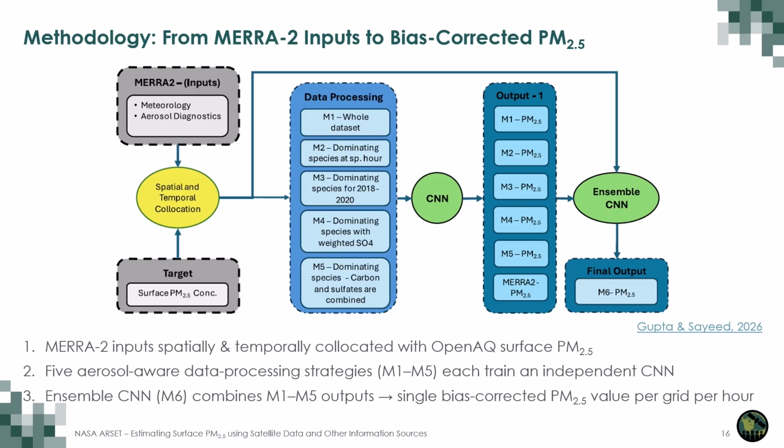Here is the full workflow used to produce the bias corrected PM2.5 datasets as we described earlier. We start with spatially and temporally collocating MERRA-2 meteorological and aerosol inputs with OpenAQ surface observations. Then we apply 5 different aerosol aware data processing strategies, each capturing PM2.5 behavior from a slightly different perspective. The final product is a single bias corrected PM2.5 estimate for every grid cell every hour with improved accuracy and regional consistency.